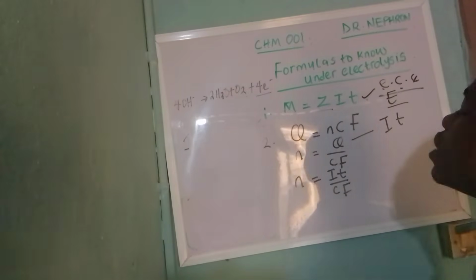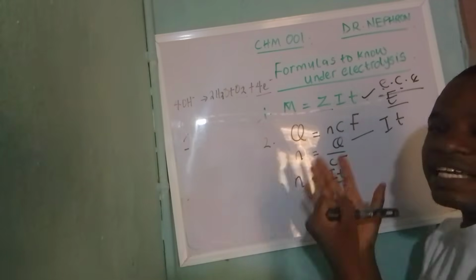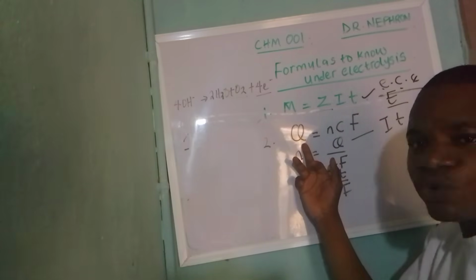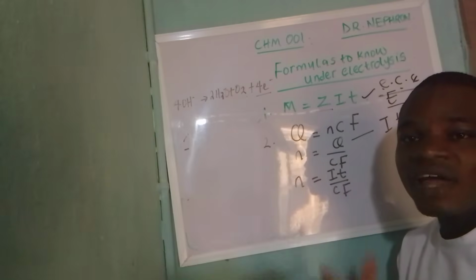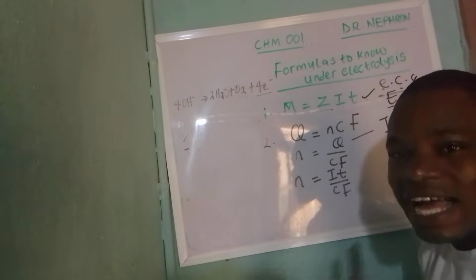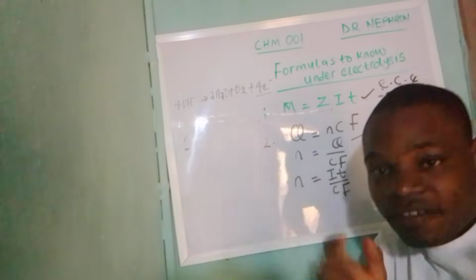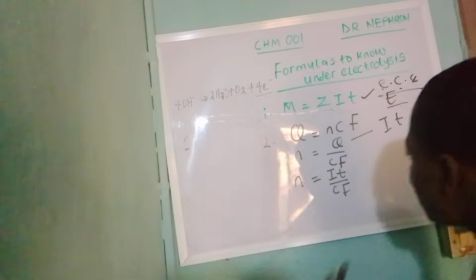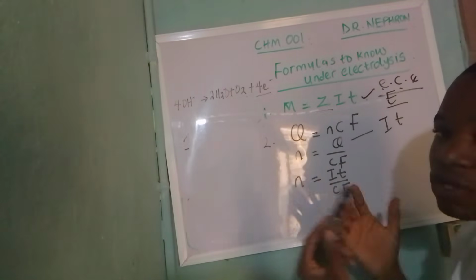Now, the second one is Q equal to NCF. Q is called the quantity of electricity, N is the number of moles, C is the charge carried by the elements involved in the electrolysis process, and F is the Faraday constant.